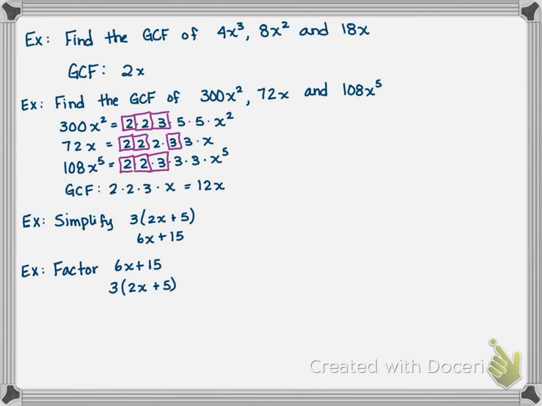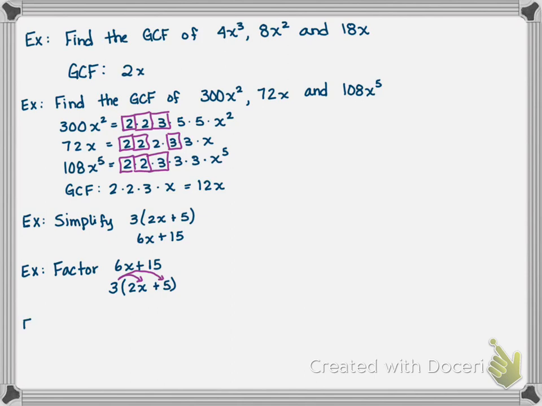You can always check to make sure that you did this correctly by saying, oh, 3 times 2x is 6x, and 3 times 5 is 15, right? If you distribute it back through, you should always end up with what you started with. So we're just doing that process backwards.